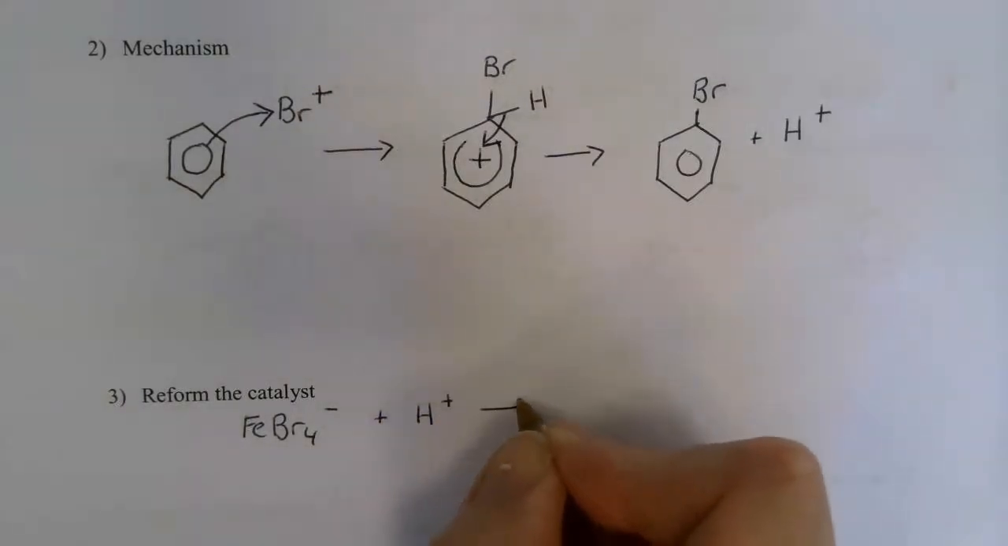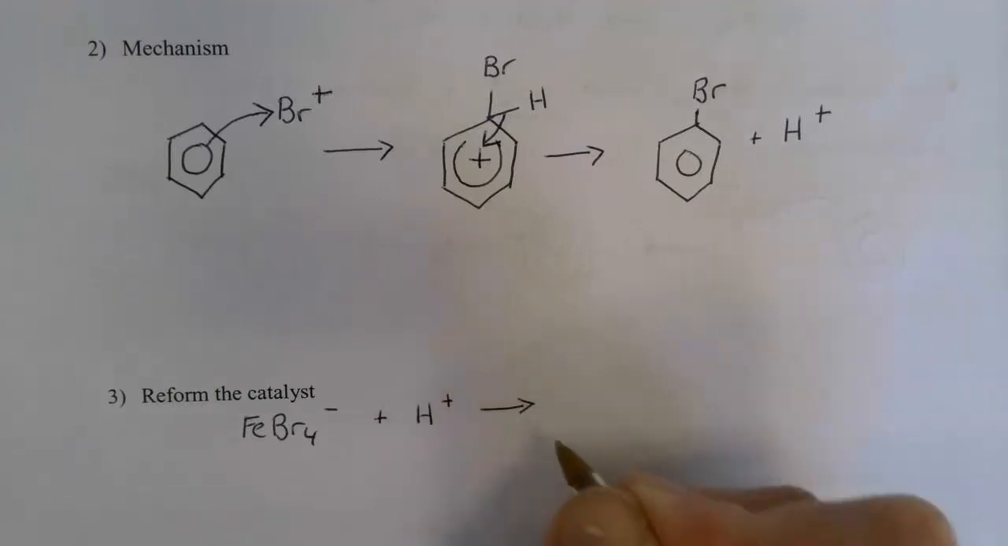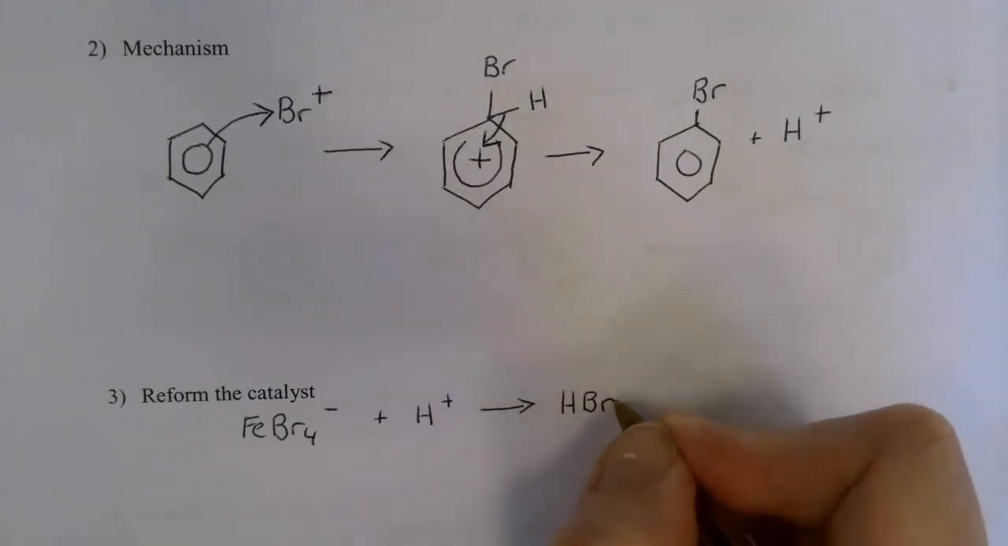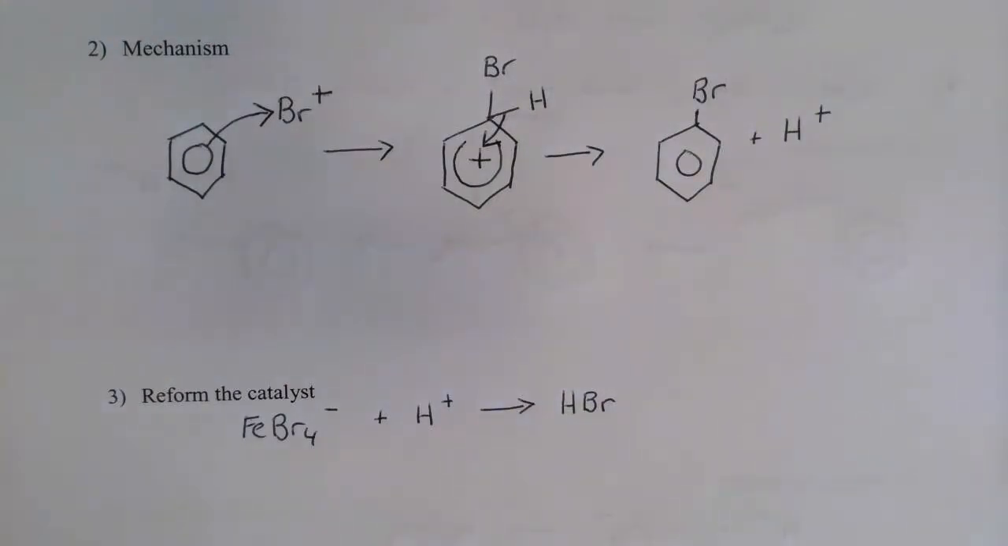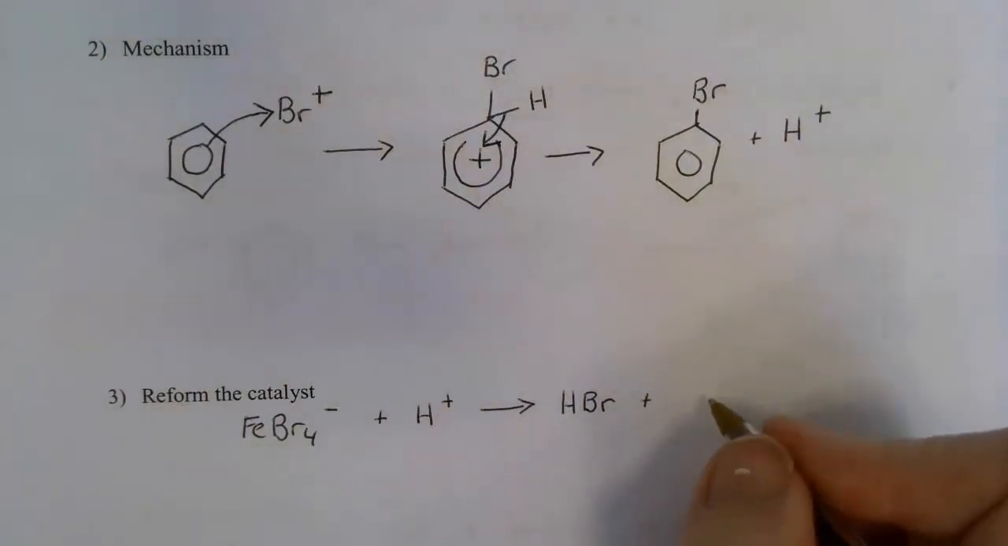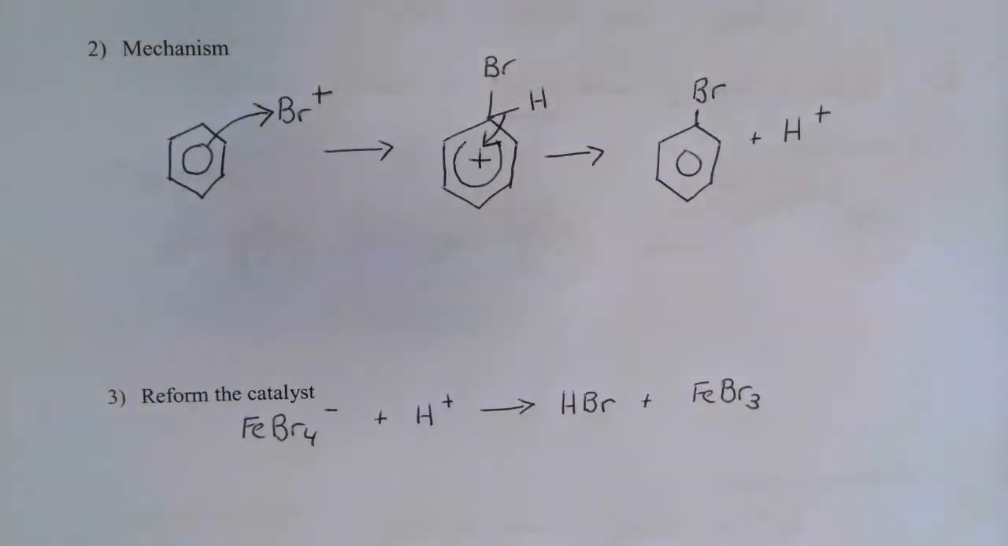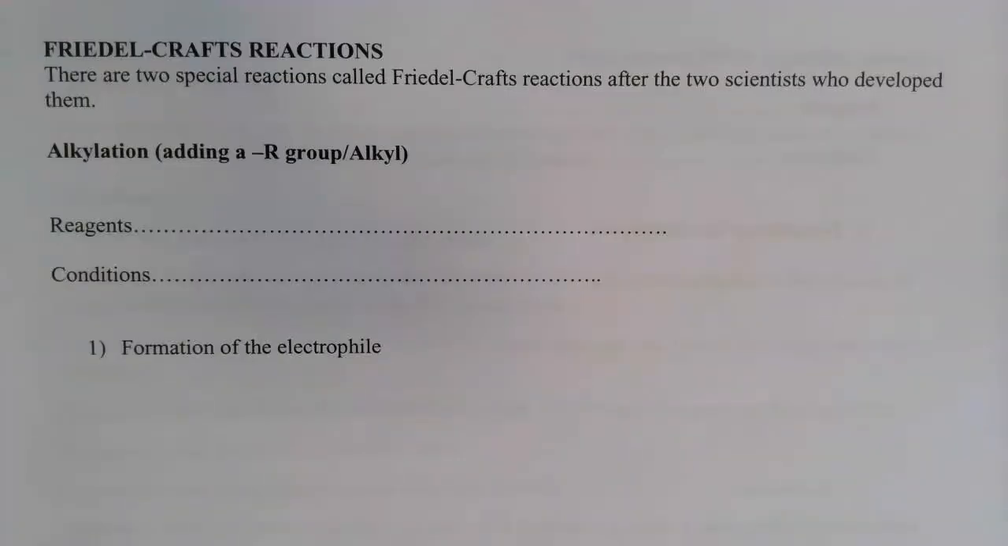So I'm going to make a secondary product, because remember, this is substitution. This is not addition. So I'm going to get an extra product. My extra product is hydrogen bromide. And I also get FeBr3 back.